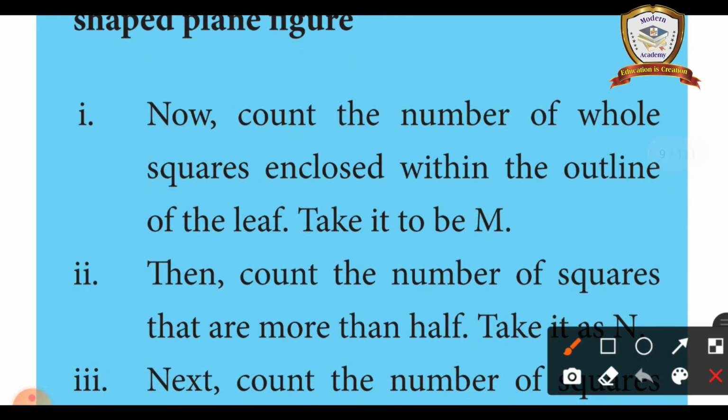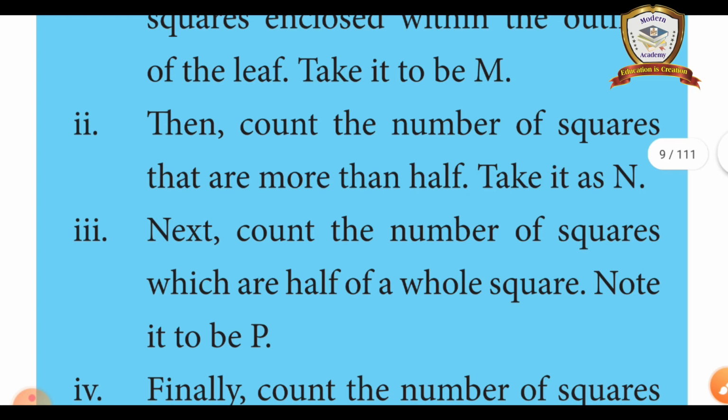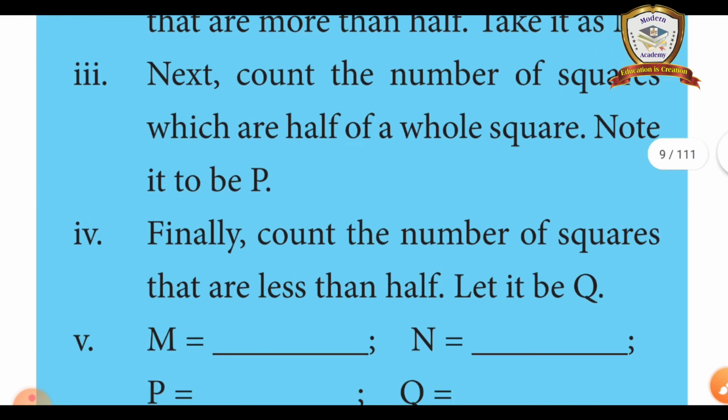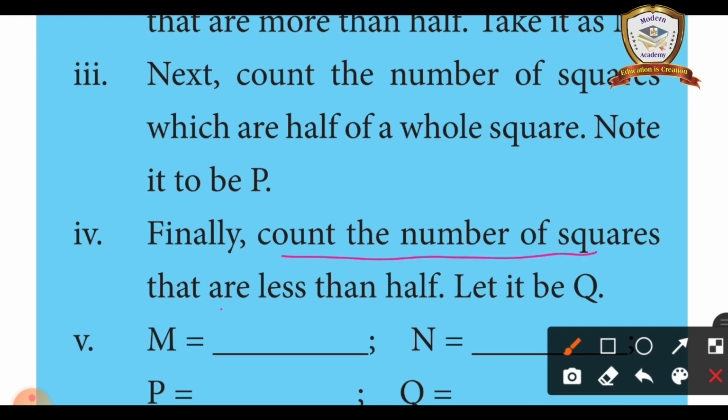Now count the number of whole squares enclosed within the outline of the leaf, take it to be m. Then count the number of squares that are more than half, take it as n. Next, count the number of squares which are half of a whole square, note it to be p. Finally, count the number of squares that are less than half, it is q. So m equals, n equals, p equals, q equals.